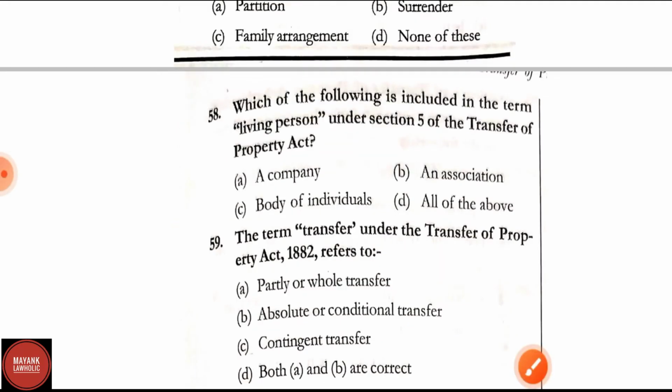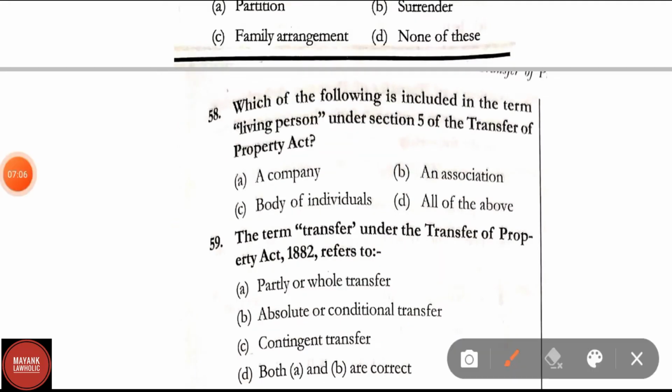58. Which of the following is included in term living person under section 5 of the TPA? A company, an association, body of individuals, all of these. Correct answer is option D, all of these.